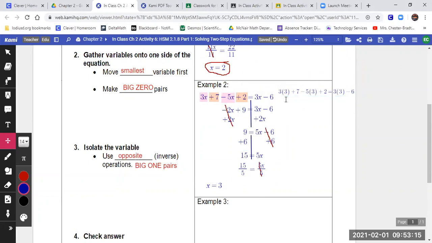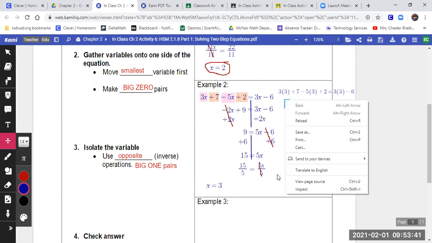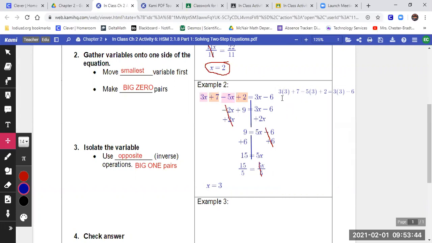Now I'm going to do the cleanup. 3 times 3. Guys, 3 times 3. Come on. Nine. Okay. So this says 9 plus 7 minus 3 times 5 has to equal 9 minus 6. Okay, because the left side didn't do very much.